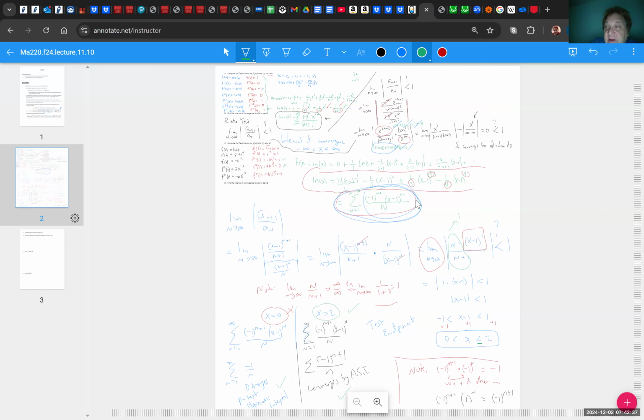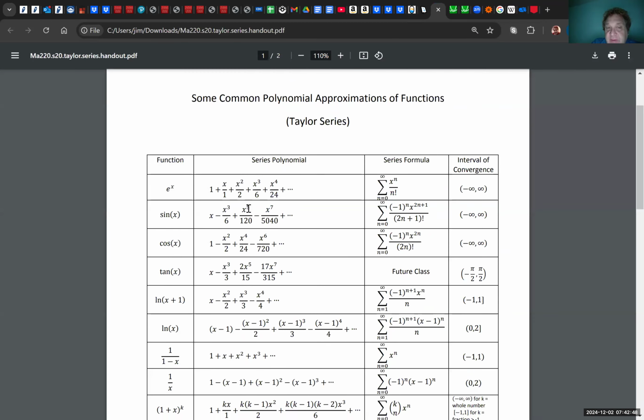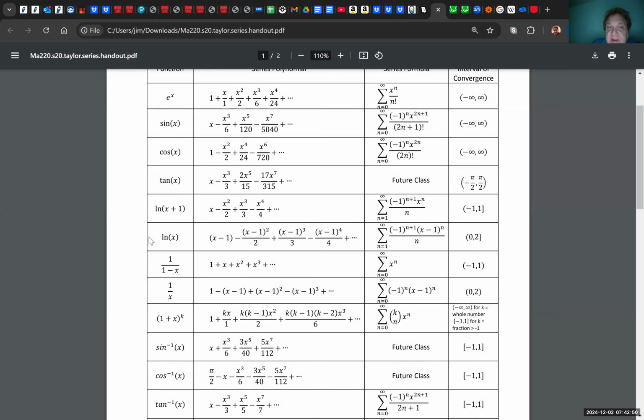So this is the idea of computing a Taylor series by hand, and then also seeing if you can find the interval of convergence. And again, all these are written out here. You can see the ln x centered at 1 is already written out here. It's a pretty common one that you'll see. That's the closed form. And there's the interval of convergence, which we actually did confirm was 0 to 2, not including 0, but does include 2.